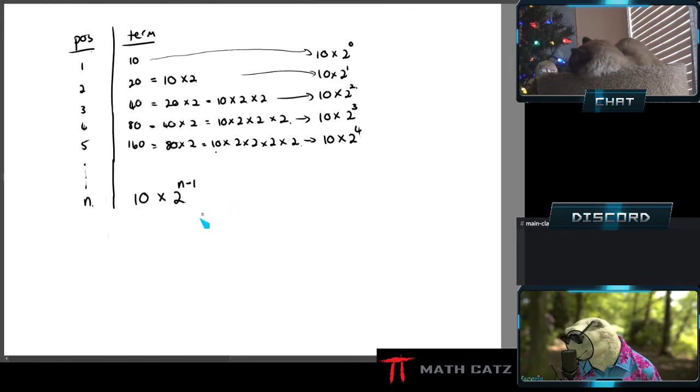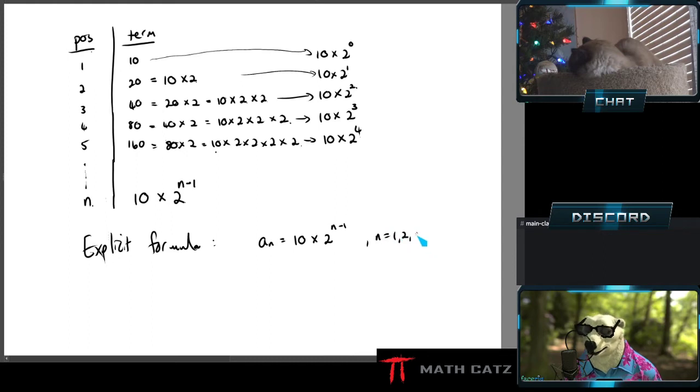Let's write it over here. So we have our explicit formula as a n is what I want to find. 10 times 2 to the power of n minus 1. And that'll get me the terms in position 1, 2, 3, and however far I may want to go.